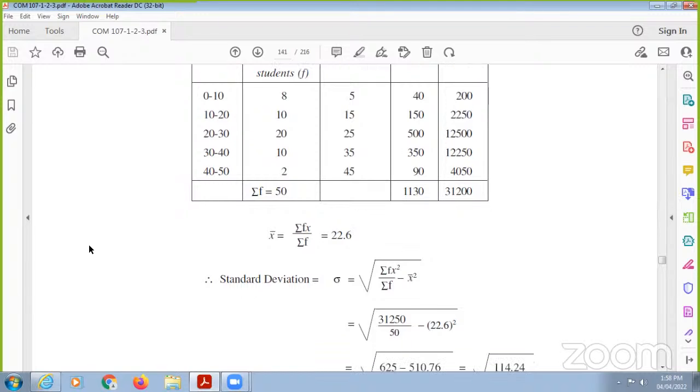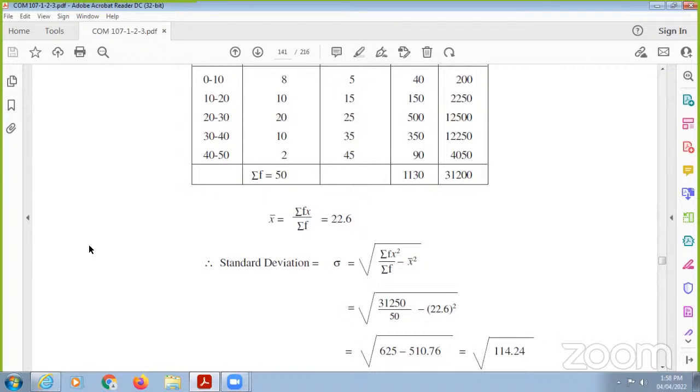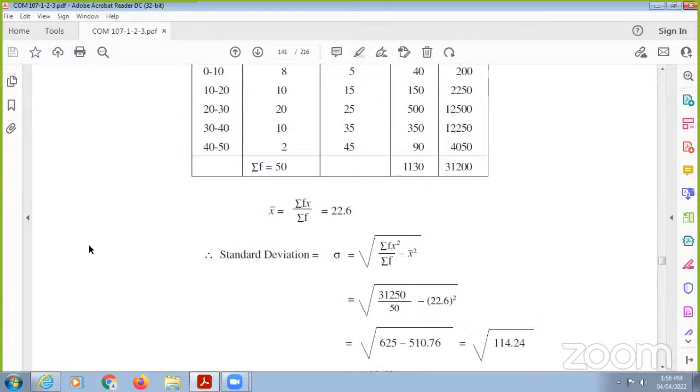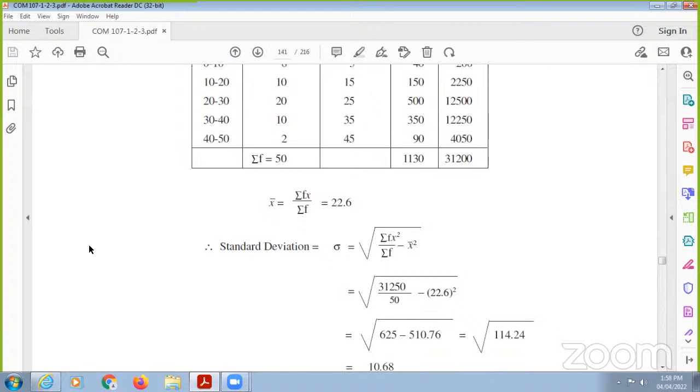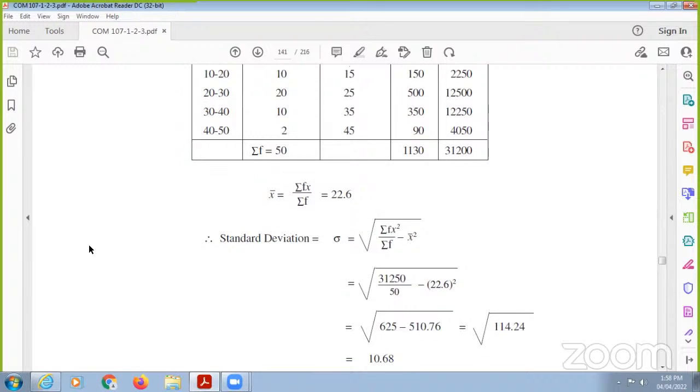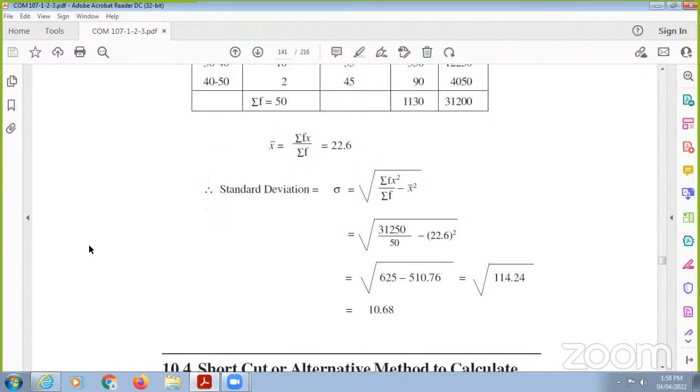So under root 31,250 upon 50 minus 22.6 bracket square. That means under root 625 minus 510.76. The answer will be under root 114.24. The answer is 10.68.